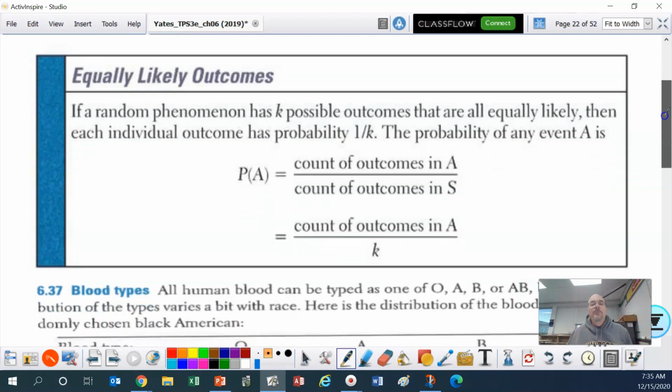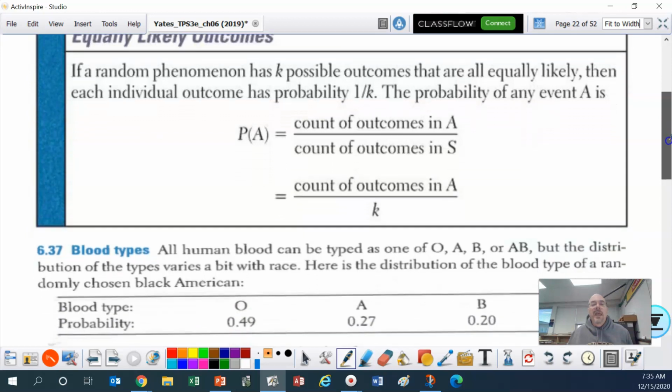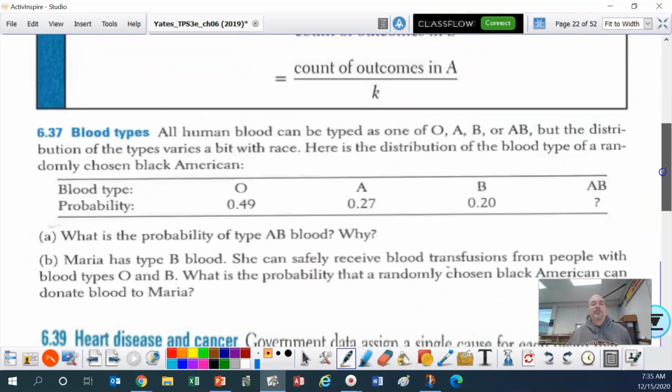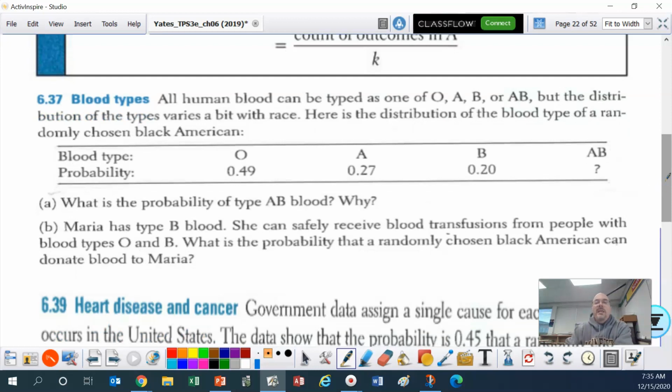Page 422, equally likely outcomes. Okay, let's take a look at that. But this is what I wanted to get to. So we have human blood here, type O, type A, type B. Now, you'll notice that AB is missing, ladies and gentlemen. So the first thing we're going to need to do is figure out what's left. Using our rules of probability, we're going to add these 3 together and then subtract that from 1, and that's going to give us the type AB.